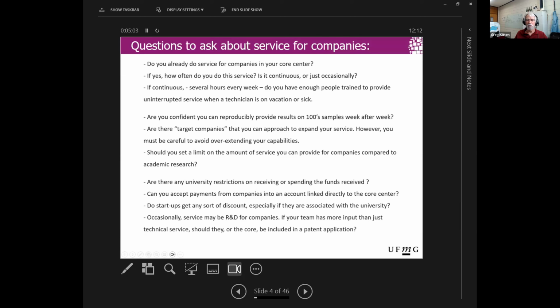This has come up several times recently. I'm a little surprised. Do startups get any sort of discount? Startups often have governmental funding, sometimes they're within the university. So should they get a discount for us doing service for them? They're not really a company yet, but startups.